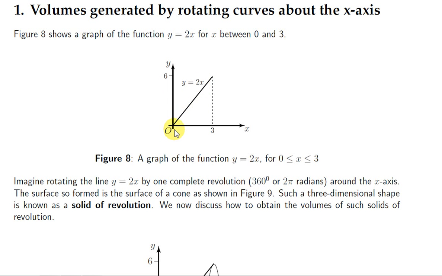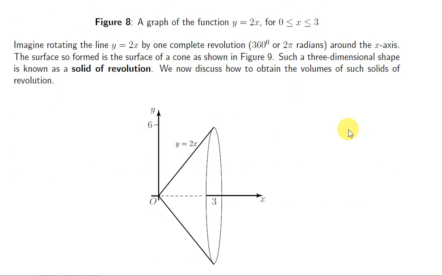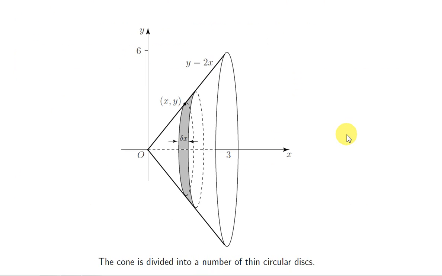Suppose that we want to take a segment of that line from x equals 0 to x equals 3 and rotate this segment about the x-axis. If we do that, we will generate a cone. To use integration to get the volume of this cone, we imagine that it is divided up into a number of thin circular discs.